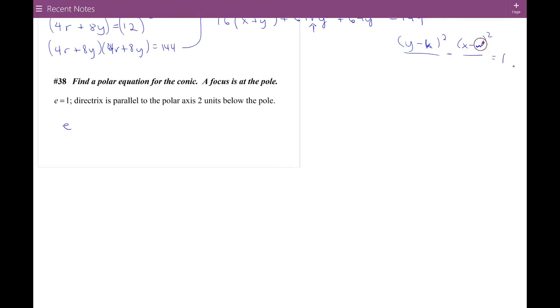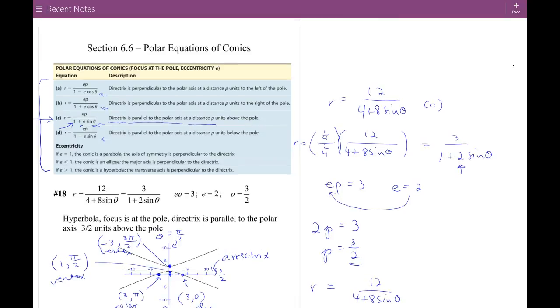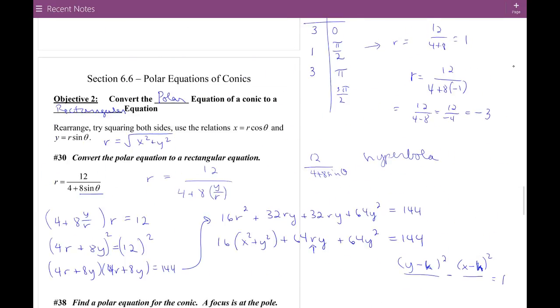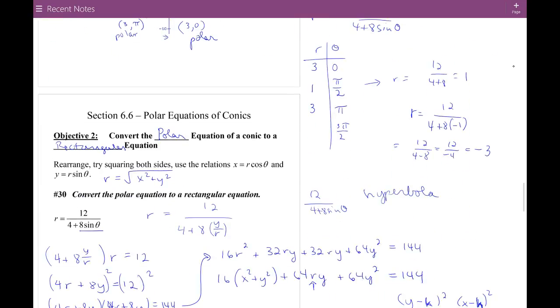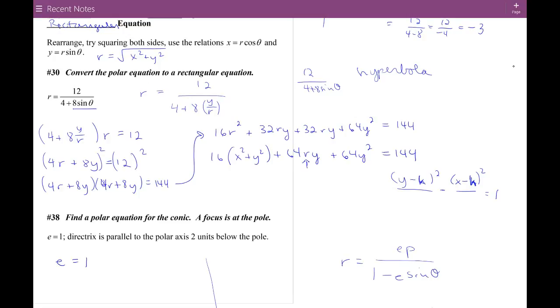So here's a puzzle problem where it says e equals 1. The directrix is parallel to the polar axis 2 units below the pole. So let's come back up to the chart. Parallel to the polar axis, p below the pole. So p is 2, and I have r equals ep over 1 minus e sine theta, because I have case D here. Okay, so I know e is 1, so I have r equals p over 1 minus sine theta, and I know from what I'm given that p is 2. So r equals 2 over 1 minus sine theta. And this is the polar equation for our conic. And I'll come back to problem number 30 and show you how the solution goes.